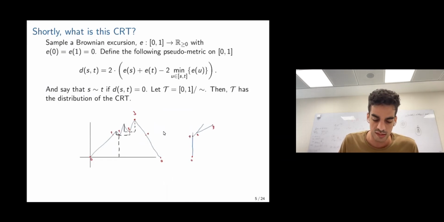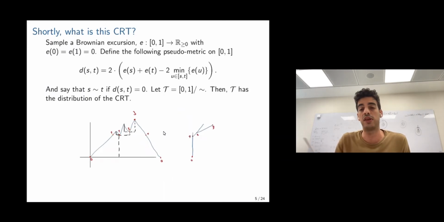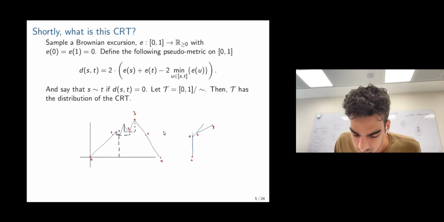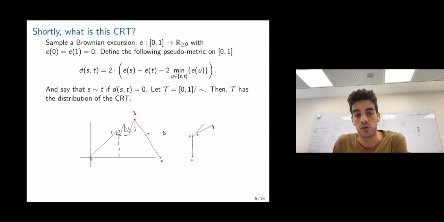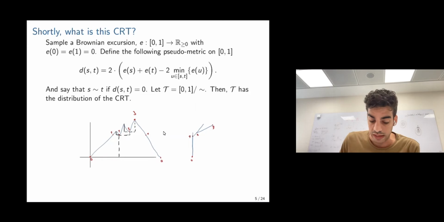So we can see that this is indeed not a metric because, for example, there are two points marked in 1. The value the excursion returns on both of them is the same, and the minimum in the interval between them is indeed attained at the boundary. So the distance will be 0. In order to make this pseudometric into a metric space, we have to take the quotient. So our new random metric space will be the [0, 1] interval modulo this equivalence relation. And this random metric space is the CRT.